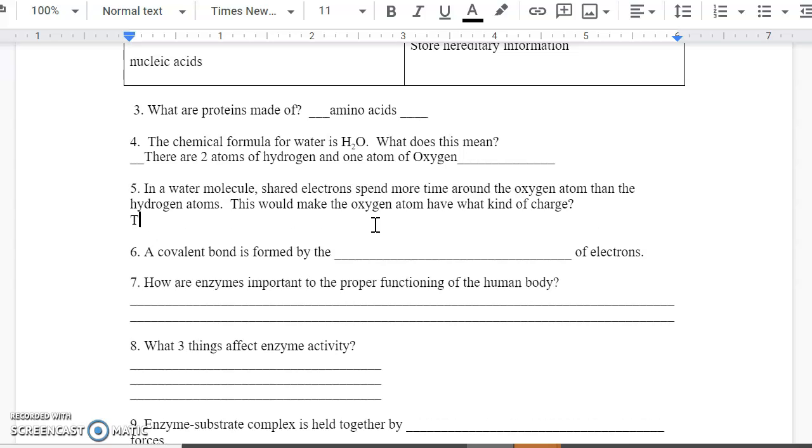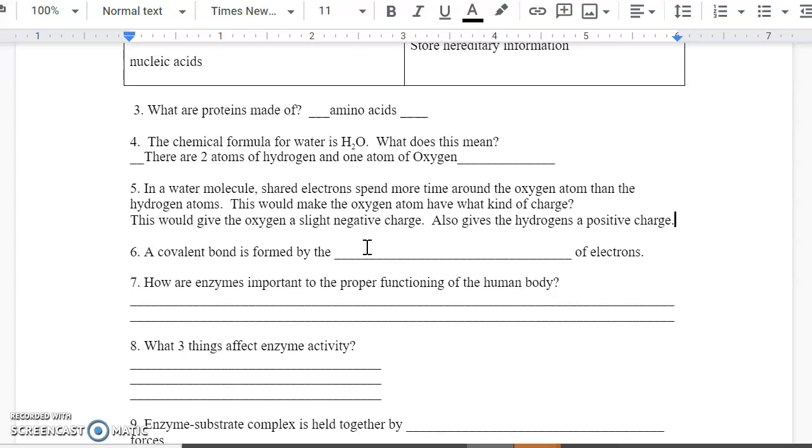So this would give the oxygen a slight negative charge. It would also give the hydrogens a positive charge because it's pulling that negative away from them. And that's why we call water a polar molecule. It has a positive pole and a negative pole, much like a magnet. That allows it to be the universal solvent. It is able to pull apart especially other charged particles like sodium chloride.